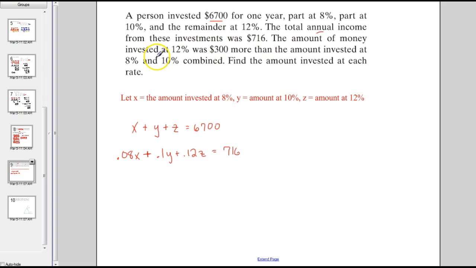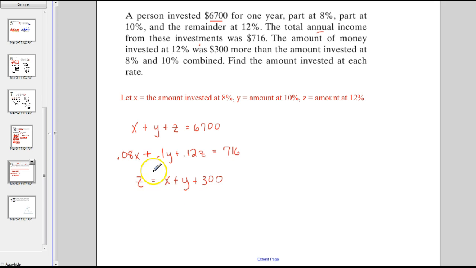The third equation is going to come from here. The amount invested at 12 is 300 more than the amount invested at 8 and 10 combined. So the amount of money invested at 12%, which was Z, was, is a form of the verb is, which translates to equals. So Z equals 300 more than these 2 combined. So X and Y combined, and then you add 300 more, and you've got the amount invested at 12%.